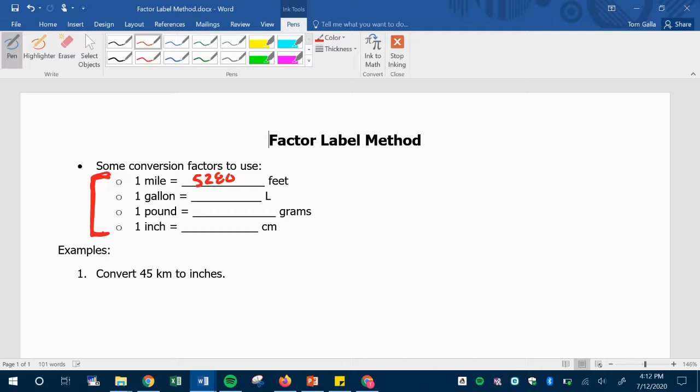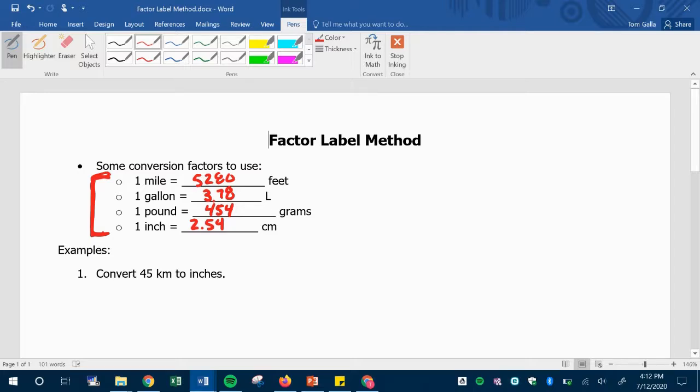If you are a big fan of Remember the Titans, go back and watch that scene at some point. Otherwise, our next one, we got 1 gallon is equal to 3.78 liters. Then pounds to grams, 1 pound is 454 grams. And then finally, the last one, which we're going to use a ton, 1 inch is equal to 2.54 centimeters.